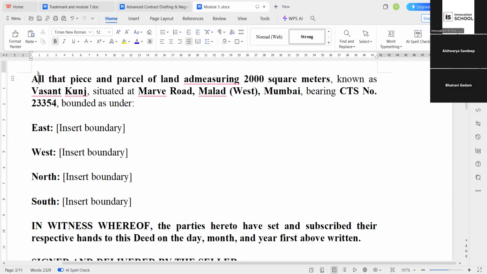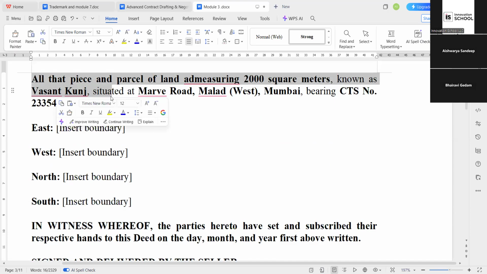Now this is how you are going to mention that all of the piece and parcel of the land admeasuring. Now this was the sale deed for a land that was located in Mumbai. I'll give you the property details, so and so, and it is situated at Marve Road, bearing blah blah blah, and you will give the other details.